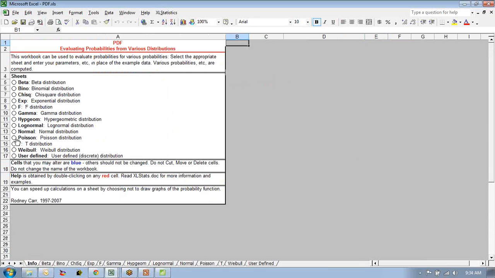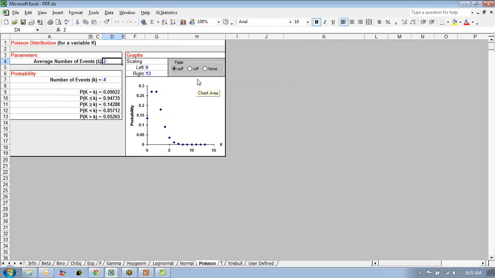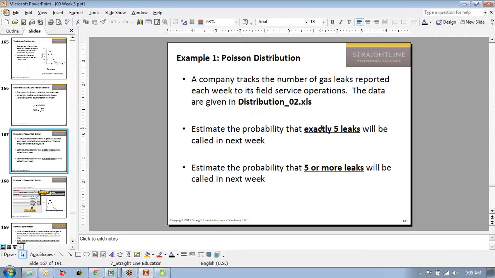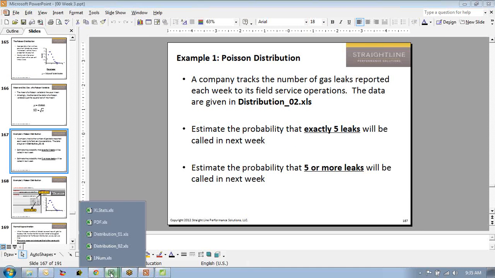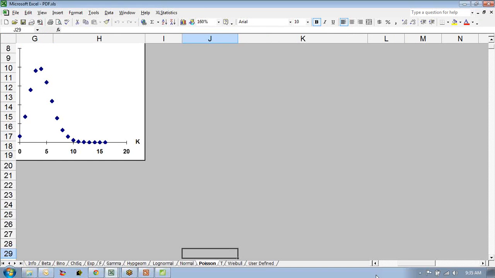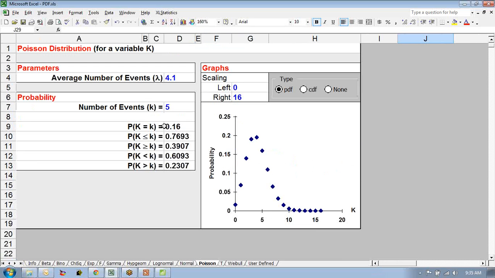Let's see if we can find it here. There's Poisson. It says average number of events. That's the mean. It's 4.1. Let's enter that in. And we wanted to know the probability of 5. Let's be very careful on this. The first question is exactly 5 leaks will be called in next week. So what's the probability of exactly 5 leaks? It's exactly the height of this 5 right there, which is 0.16. So that's exactly 5 leaks.